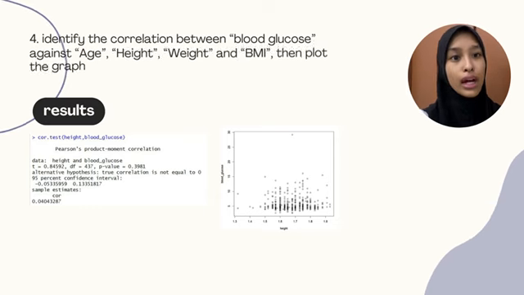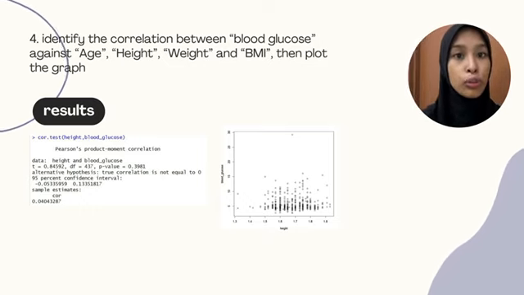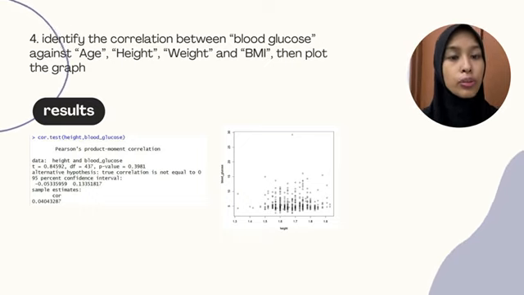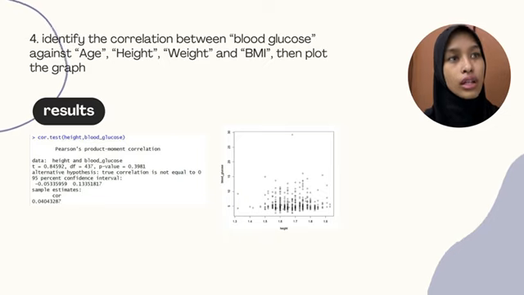The same goes for the height against blood glucose plotting, where the output is t equals 0.84592, p-value equals 0.3981. The correlation R is 0.0404, with a 95 percent confidence level, and hence the interpretation means that the correlation coefficient is very small, 0.0404, almost no linear relationship.